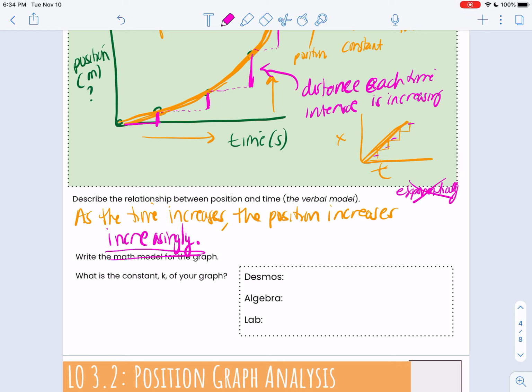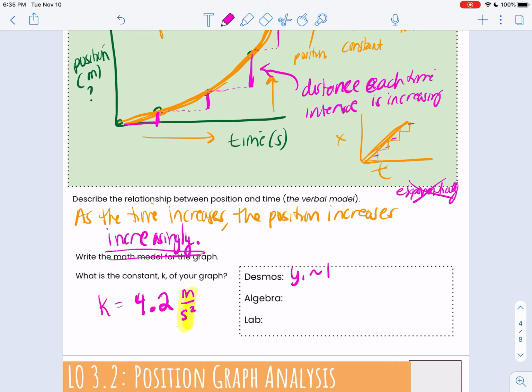What is the constant k of your graph? You're going to get some number here. If you want to put the units, you can, but if not, it's a little bit confusing. They're going to be meters over seconds squared, but I'm not super concerned about the units. If you can see why that is, fine, but if not, I don't think I care.